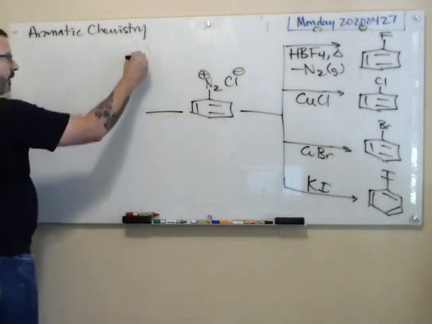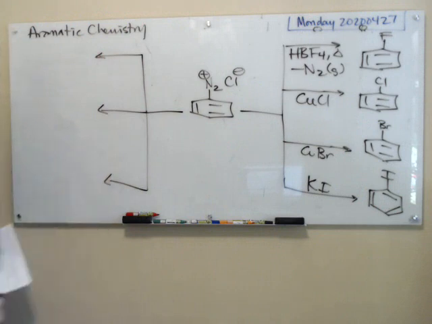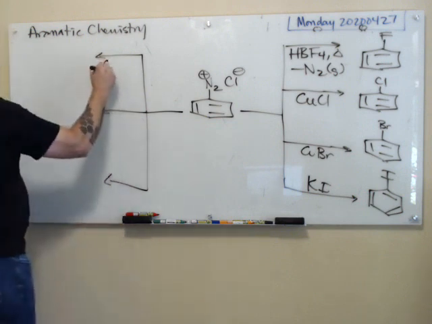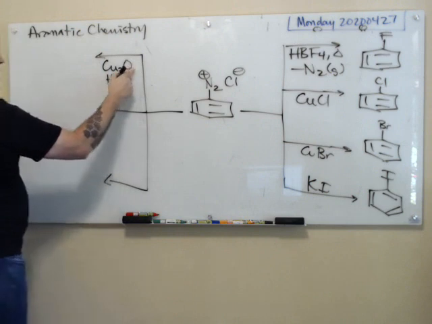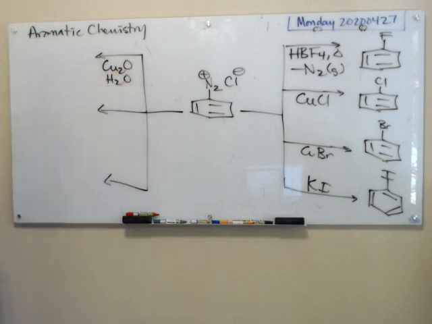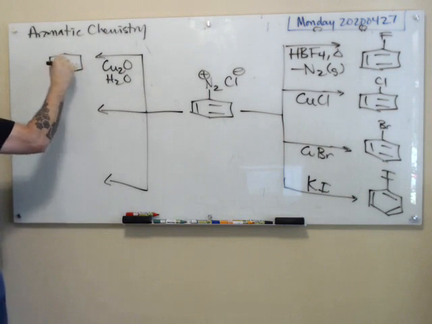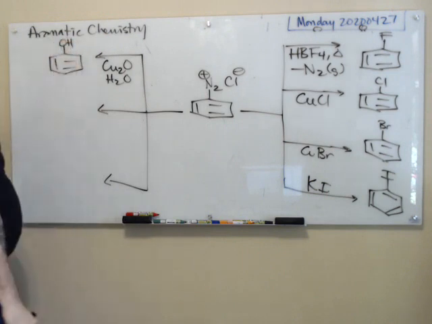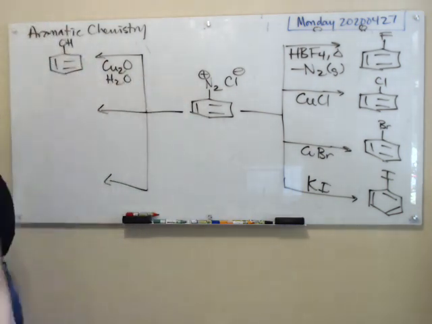Over here, I want to show you 3 other reactions. The first one: how do we get oxygen into the molecule? We're going to use copper 2 oxide with water. The oxygen is coming from the copper oxide. The water is just to solubilize it. That's going to transform N2 into OH, so we can get phenol. So again, we're displacing the N2. We get the OH group in, we get phenol.